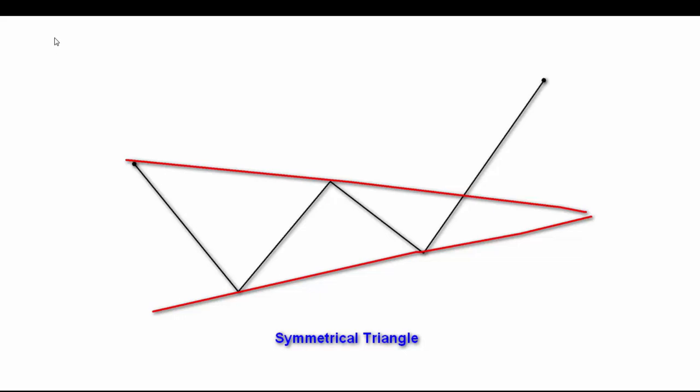But if the previous trend before that chart pattern formation is bearish, it was going down, we can predict the next breakout of that triangle to be to the downside. So here I think we have covered a lot about the triangle chart patterns, and now you will be able to identify those triangle patterns.